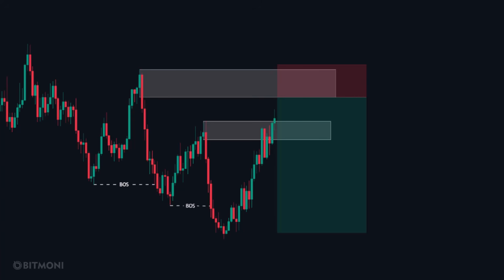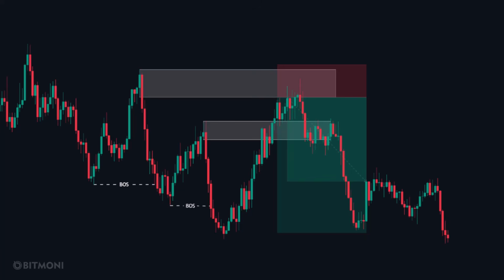Now, letting the trade run, you can see how price cleared the inducement, tapped into the supply zone, and moved in our direction. So this is simply how you can identify inducement zones to avoid being trapped, thereby reducing your losses and increasing your chances of winning.